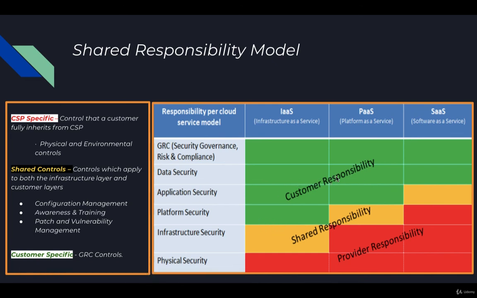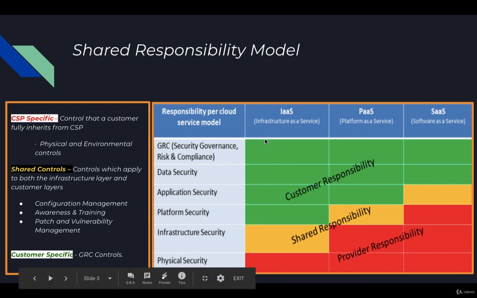Then we have the customer specific controls like GRC and maintaining data security. So if you see these two upper layers, data security and GRC, in all the models, that is the responsibility of the customer only.